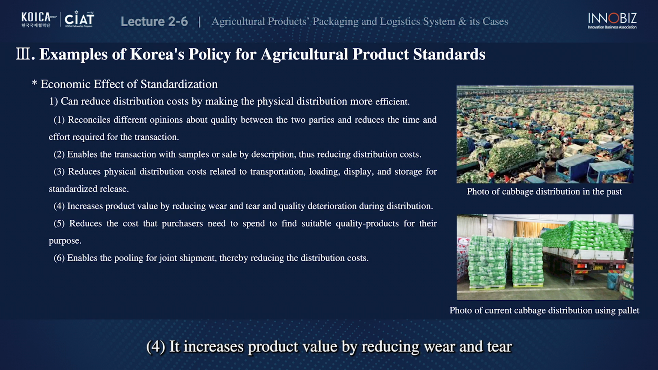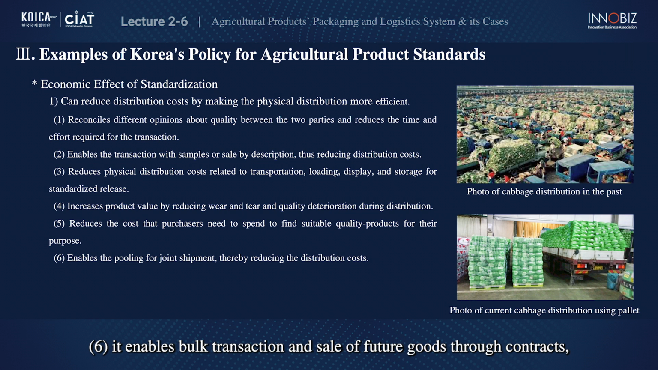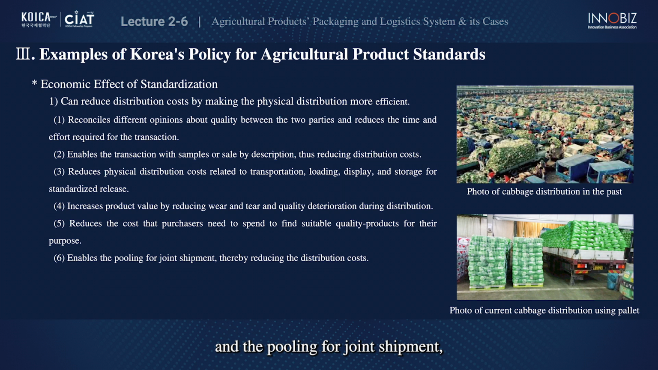It increases product value by reducing wear and tear and quality deterioration during distribution. It also reduces the cost that purchasers need to spend to find suitable quality products for their purpose. In addition, it enables bulk transaction and sales of future goods through contracts and the pooling for joint shipment, thereby reducing the distribution costs thanks to the economics of scale.